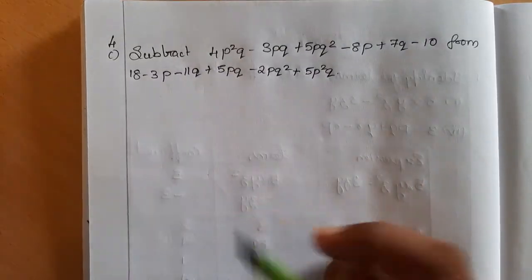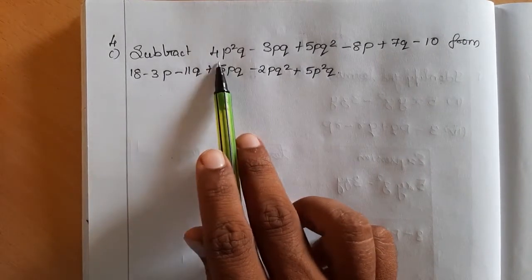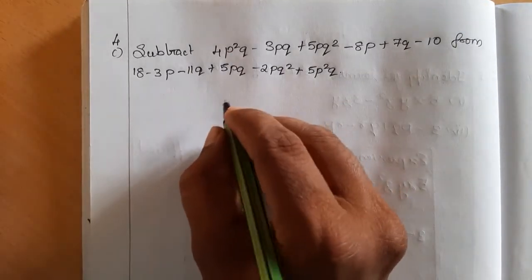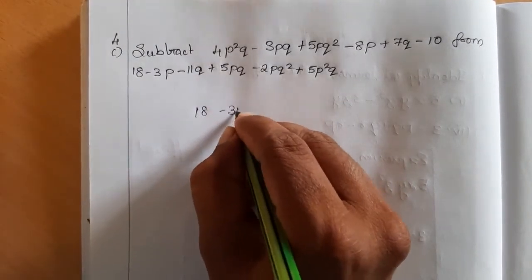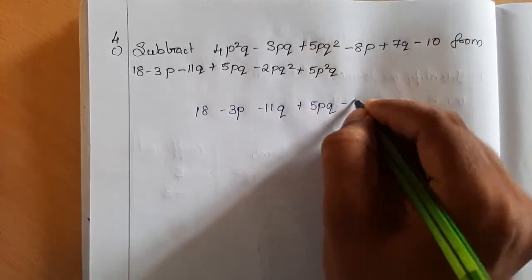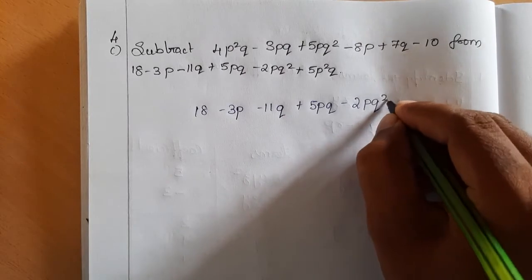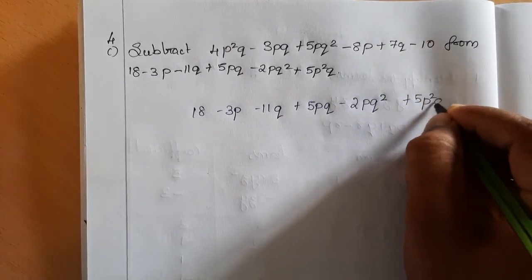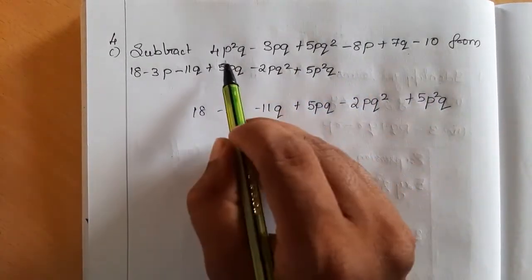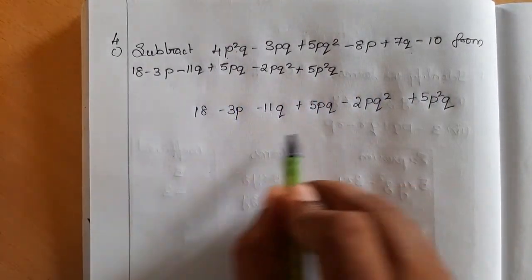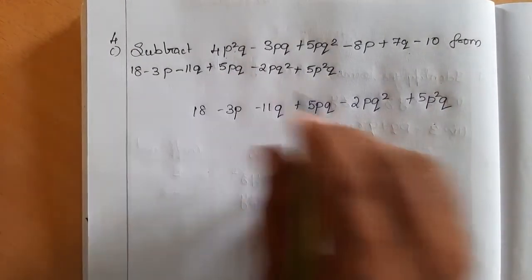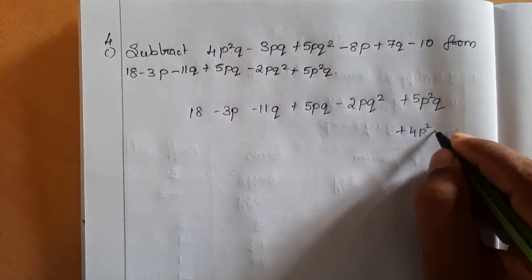So here we go for the subtraction problem. Subtract this expression from the next expression. So this will come first. The first is 18 minus 3p minus 11q plus 5pq minus 2pq square plus 5p square q. Clear? And next we have to subtract this expression. So 4p square q. Can you find a p square q here? Yes, it's here, right? So it's a positive, so plus 4p square q.